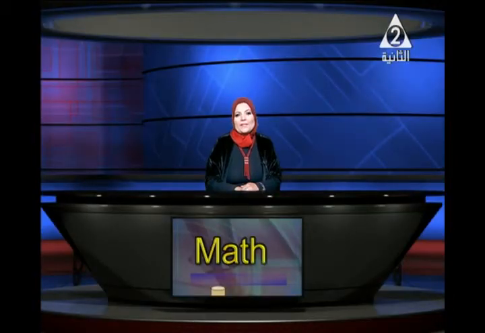Dear students, continuous proportion. What is meant by continuous proportion? In continuous proportion, we have 3 numbers or 3 terms, A, B, C, without D. A, B, C are said to be in continuous proportion if A over B equals B over C, then B is called the middle proportion.